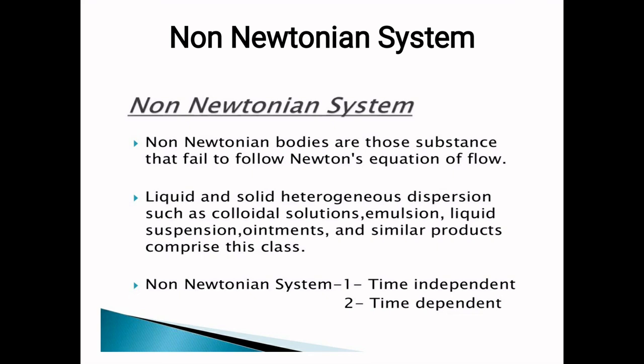Now non-Newtonian system are those bodies or system, those substances that fail to follow the Newton's equation of flow. Liquid and solid heterogeneous dispersion such as colloidal solution, emulsion, liquid suspension, ointment and similar product comprises this class. Non-Newtonian system is time independent and time dependent. So non-Newtonian system is mainly two types, time independent and time dependent, and they do not follow the Newton's equation of flow.